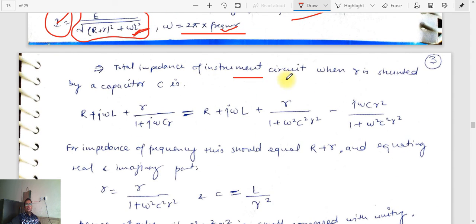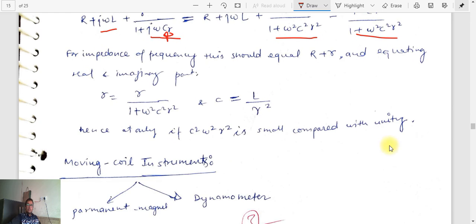Total impedance of the instrument circuit, where R is shunted by the capacitor, we can write: R plus j omega L plus r divided by 1 plus j omega CR. This is the capacitance, and it becomes R plus j omega L plus R divided by 1 plus omega square C square R square, minus j omega C R square divided by 1 plus omega square C square R square.